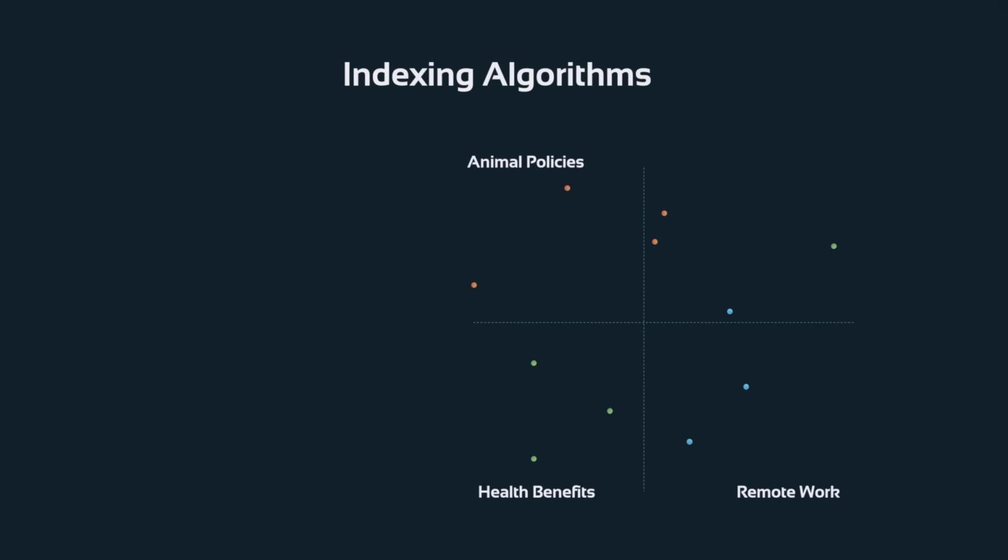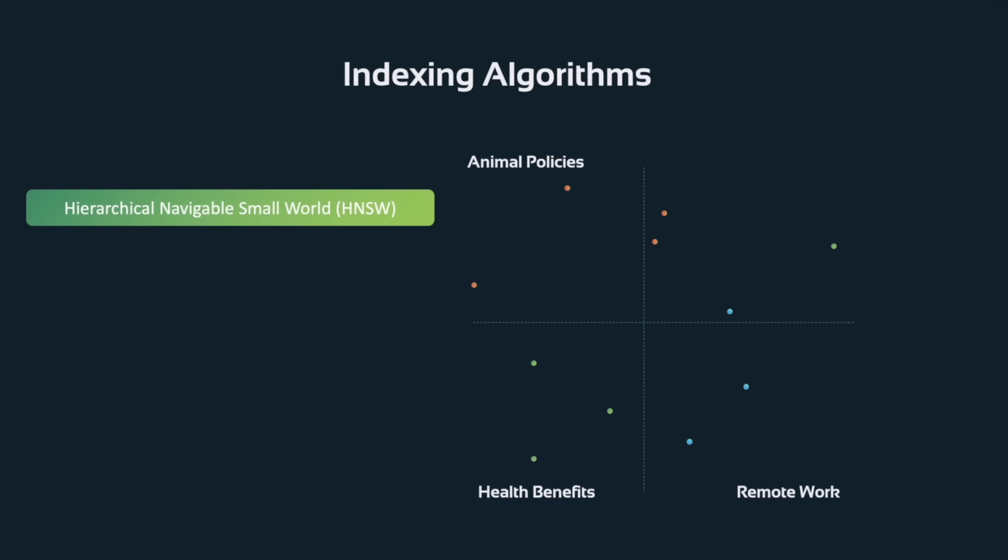Let's look at the three most popular indexing algorithms used by vector databases. HNSW, or Hierarchical Navigable Small World, is the most widely used algorithm. It creates a graph structure where each vector is connected to its most similar neighbors. So when searching, it starts from a random point and follows the connections to find the closest matches. It's fast and accurate, which is why most vector databases use it by default.